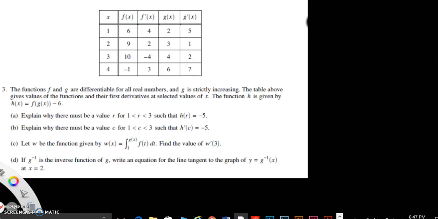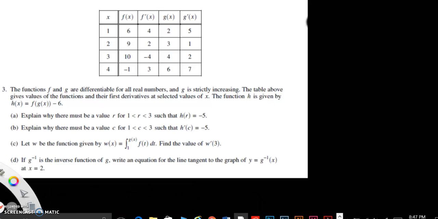In this video, we're going to solve 2007 Form A question 3. It says the functions f and g are differentiable for all real numbers and g is strictly increasing. The table above gives values of the functions and their first derivatives at selected values of x. The function h is given by h of x equals f of g of x minus 6. So this seems like it's a composite.